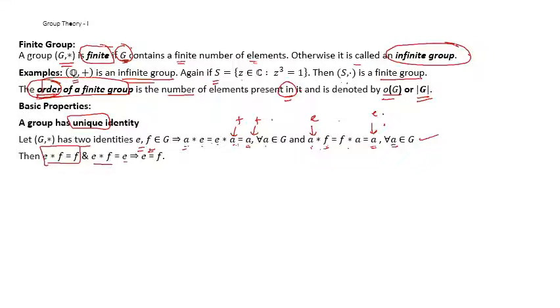Let me say again: E star A equal to A is true for all A. If it is true for all A, it is true for A equal to F. That means by substituting A equal to F, we get E star F equal to F. So this is how we get this. Similarly, here we get A star F equal to A for all A.